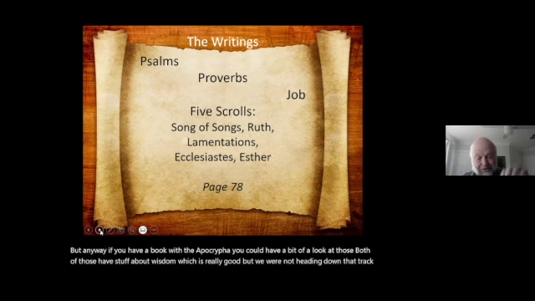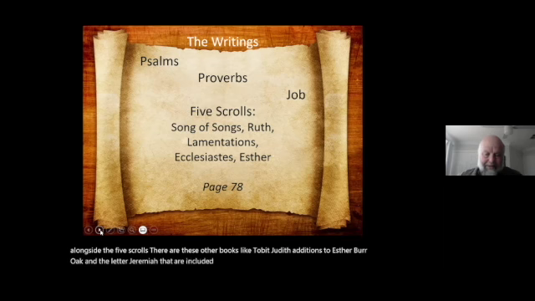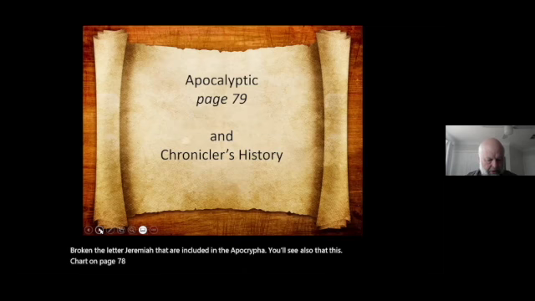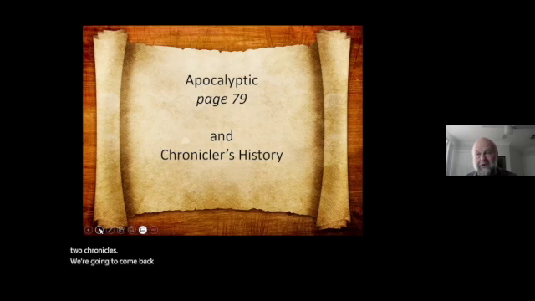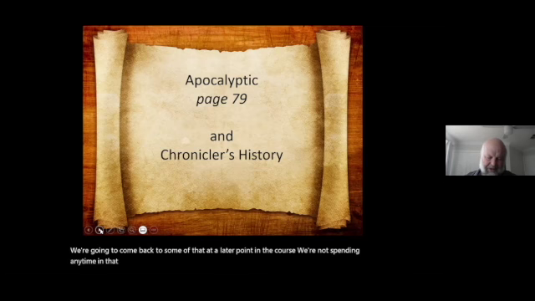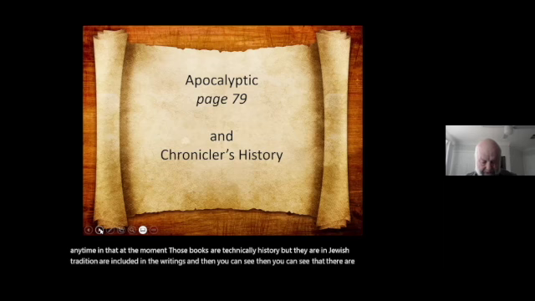Alongside the five scrolls, there are these other books like Tobit, Judith, additions to Esther, Baruch, and the letter to Jeremiah that are included in the Apocrypha. You'll see also that this chart on page 78 includes a reference to apocalyptic literature and to the chronicler's history. With regard to the chronicler's history, that's the books of Ezra and Nehemiah, 1 Chronicles and 2 Chronicles. We're going to come back to some of that at a later point in the course. We're not spending any time on that at the moment. Those books are technically history, but in Jewish tradition they are included in the writings. And then you can see that there are other Jewish books like the 4 books of Maccabees and the 2 books of Esdras that are lumped there.